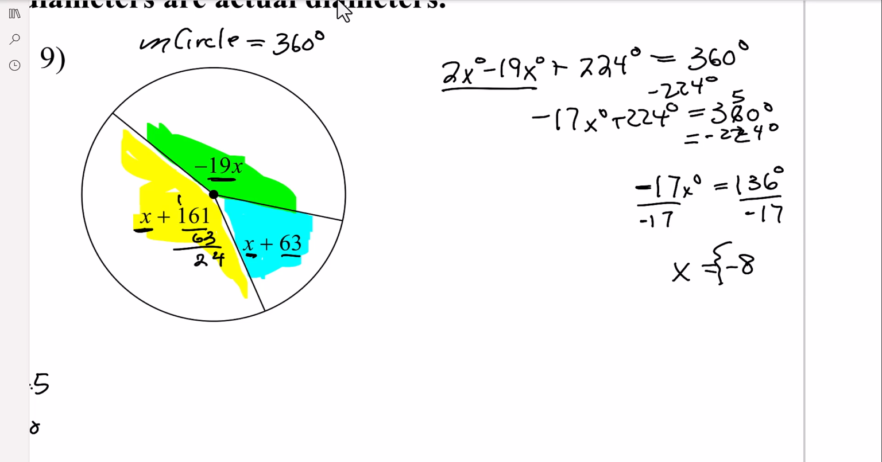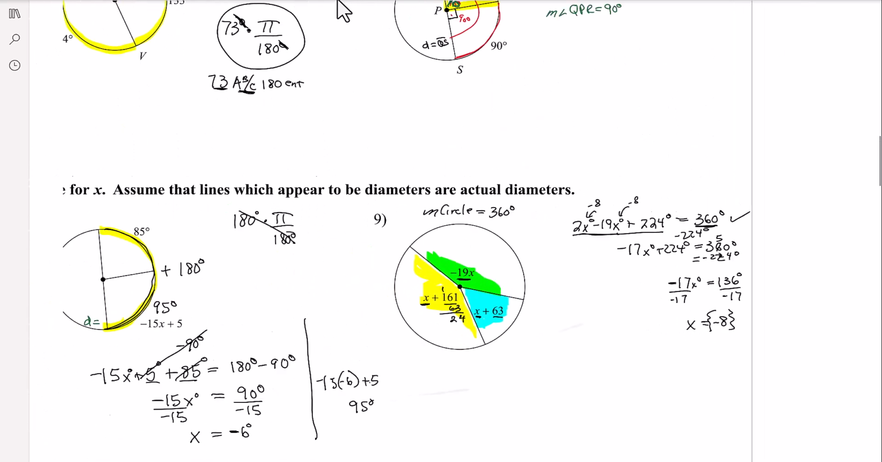And then let's go ahead and do the check. So with the check, you just put negative 8 in for this x and for that x, and then add those three things together. So in your calculator, 2 times negative 8, in parentheses, subtract 19 times negative 8, plus 224. Ta-da, equals 360. So the check works out. So x is equal to negative 8.